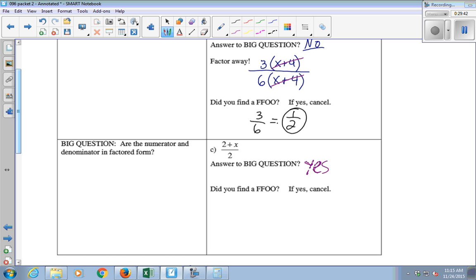You cannot cross out the 2's, right? Because the 2 on the top is separated from the thing next to it by a plus, not multiplication, right? So the final answer is just 2 plus x over 2. Can't reduce it. So would you write irreducible? That would be fine, or you could just say 2 plus x over 2. Irreducible is fine.